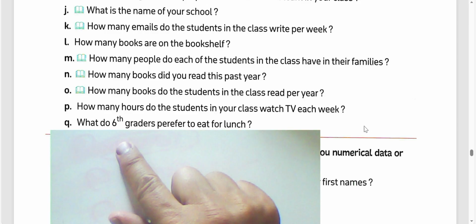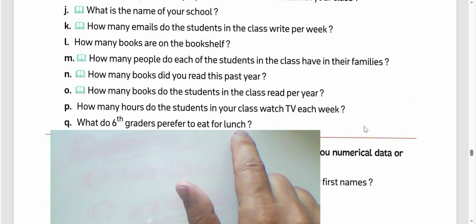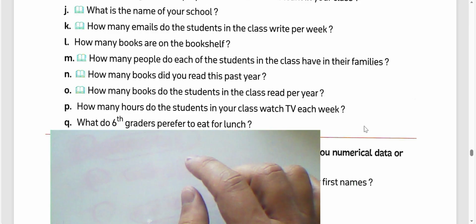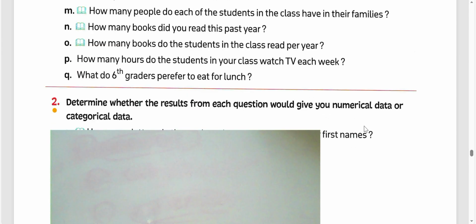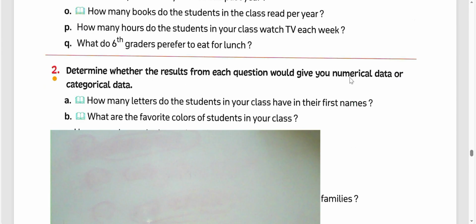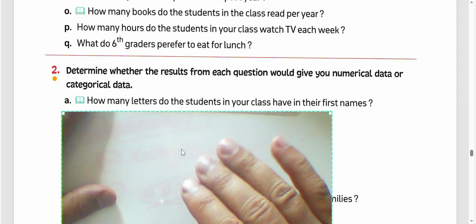What do sixth graders prefer to eat for lunch? We have different answers, so it will be a statistical question. Now, he asked about numerical or categorical data. Numerical, if the answer contains digits. If the answer is digits, you can tell me numerical, like this.